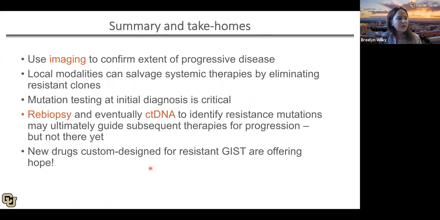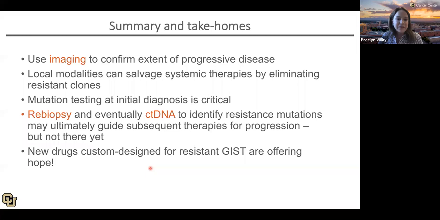So just finishing up here, I realize I'm running a little long. So to take home, it's important when you're dealing with progression of disease to use imaging to confirm the extent. Local modalities can be very effective to go after resistant clones and allow you to keep your systemic therapies handy. Mutation testing at diagnosis is definitely critical, and I think ultimately we're going to be using it more and more in the setting of progression to help guide subsequent treatments, but we're not quite there yet. We have more work to do.